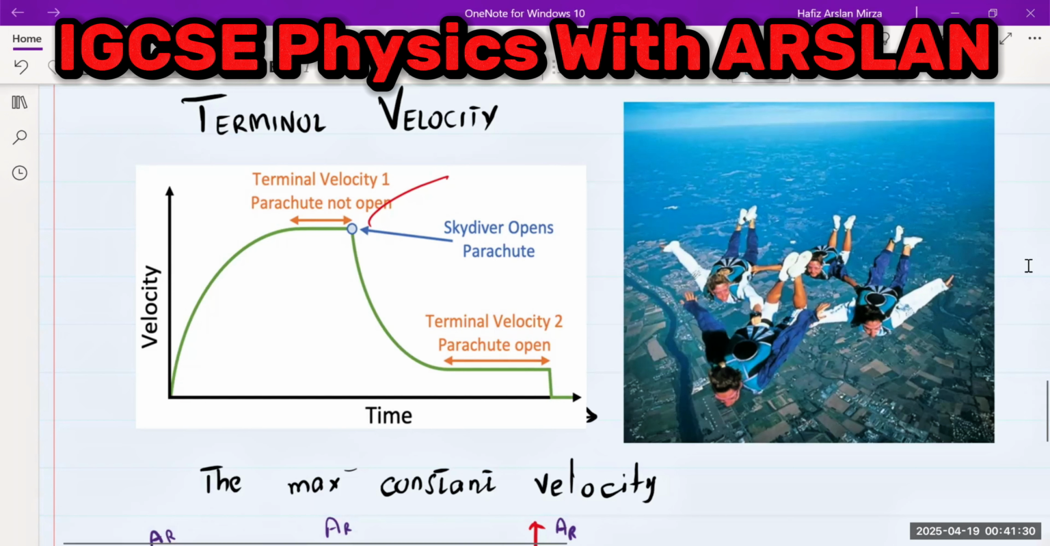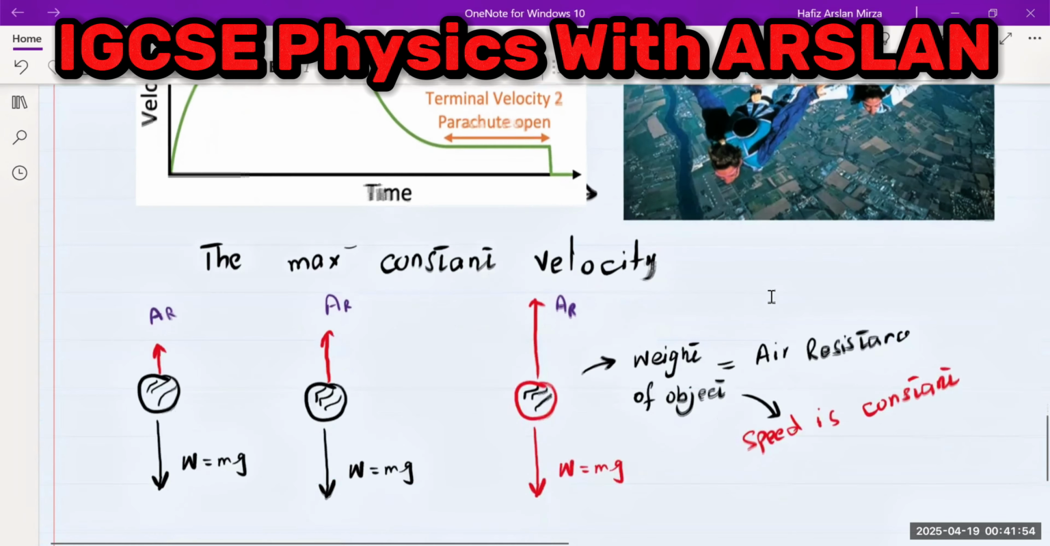For example, if someone jumps from an aeroplane and is moving down without a parachute, the acceleration acting on that object is constant, which means its speed is increasing. But after some time, as the speed increases, the force of gravity and the air resistance will be equal. I give the example here.